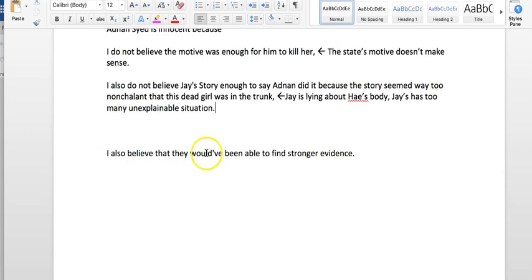I also believe that they would have been able to find stronger evidence. What do you mean by this person? They, as in the police, the prosecutor, who? So the note I have here is, who do you mean? Right? So I'm just gonna take a stab and say there wasn't enough evidence to convict him. All right. I think that's what you mean.